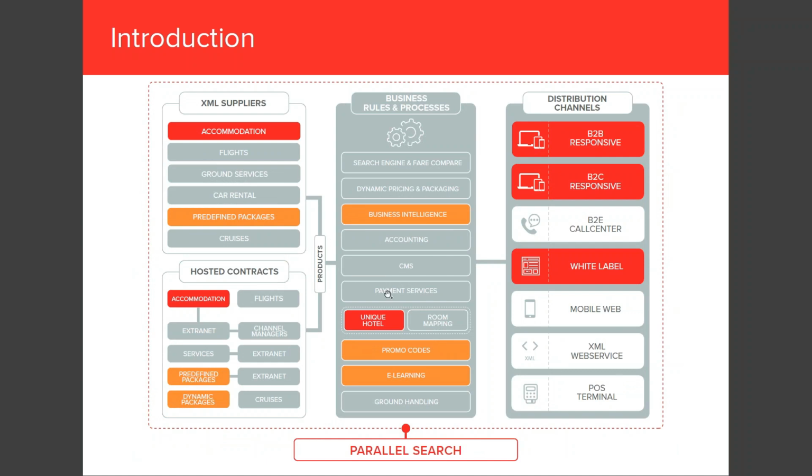Second, today we are here to talk about parallel search. We have just highlighted in red the models that are affected. Only work for hotels, here is check as accommodation, okay? Doesn't matter if it's external supplier or hosted contract. Works only for web, B2B, B2C, or white label. Okay, and only works with unique hotel previously activated.